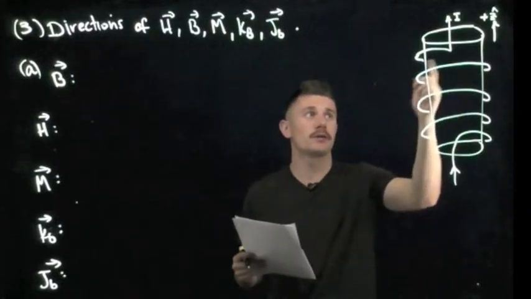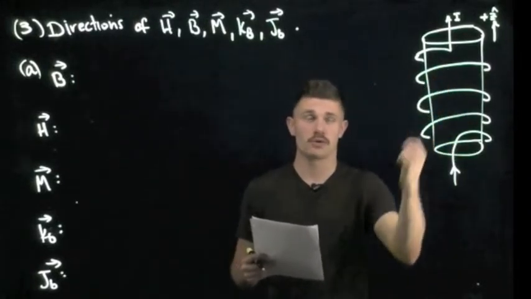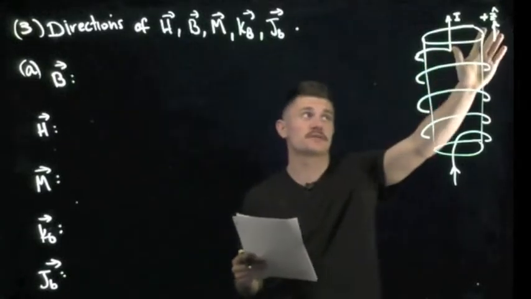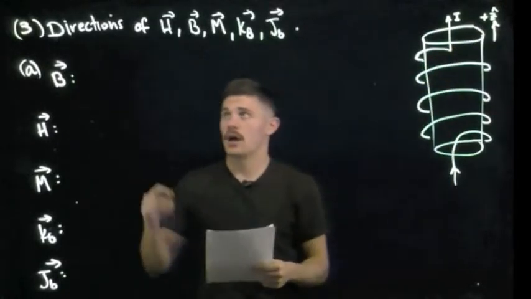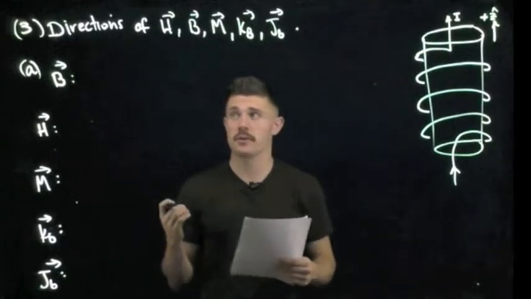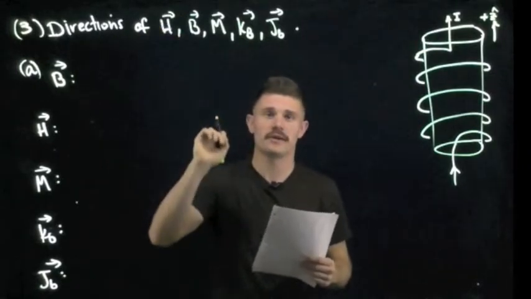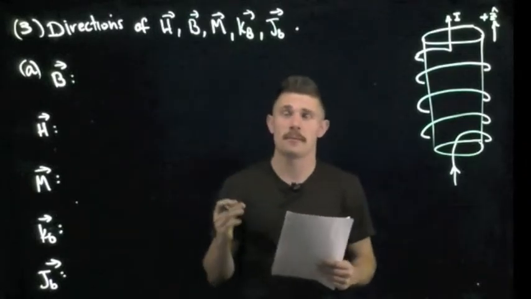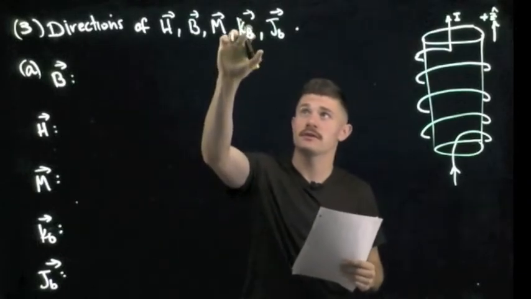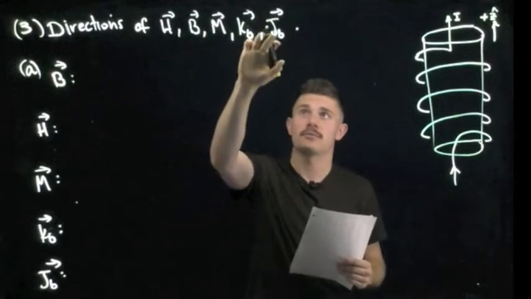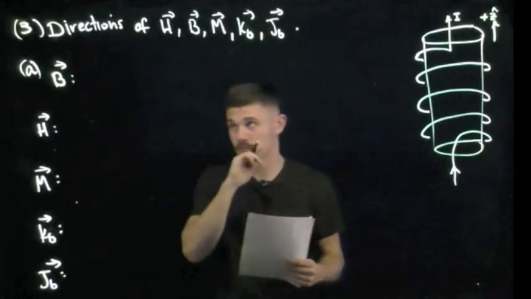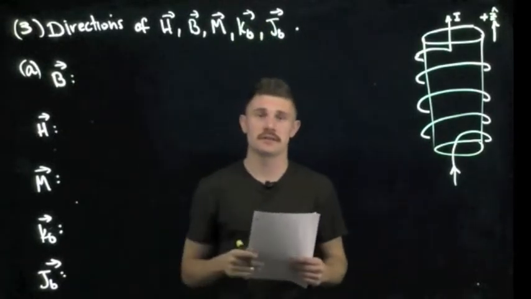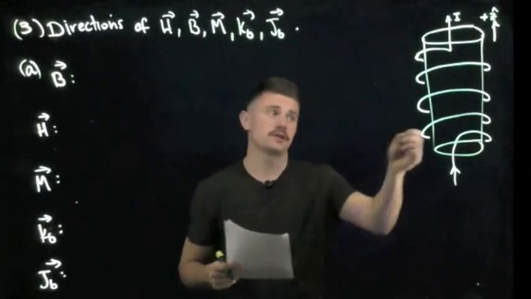So the current is flowing around, but gradually moving upwards. We define the positive phi-hat direction like so. In this question, for parts A through C, we want to find the directions of our auxiliary magnetic field H, the magnetic field B, the magnetization M, the bound surface current K_b, and the bound bulk current J_b. We want to find the directions of all of these vectors for the different materials of the solenoid.